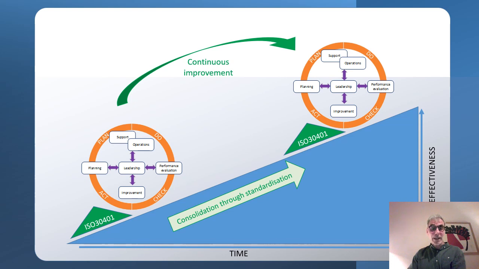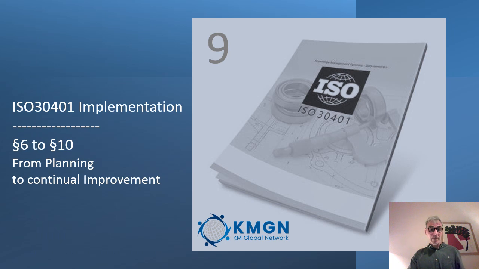ISO 30401 provides that way forward. It allows consolidation, which is ultimately why standardization is so important. So now you have all the keys to understand how to implement a robust, reliable, but also sustainable knowledge management system, and why it shouldn't be approached as a standalone initiative. Thank you.